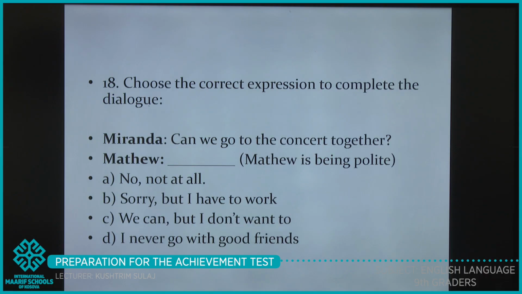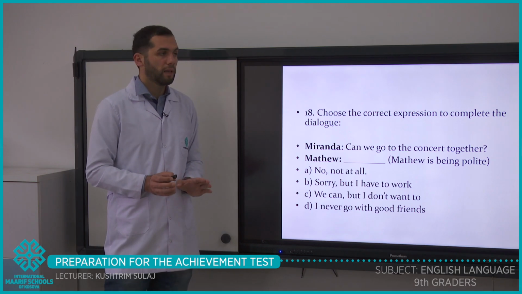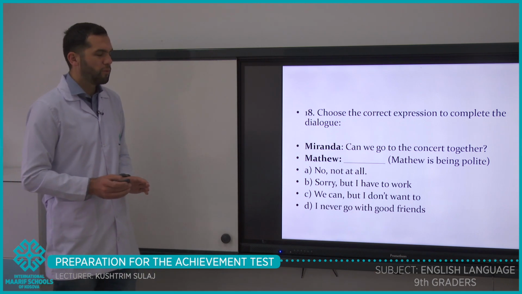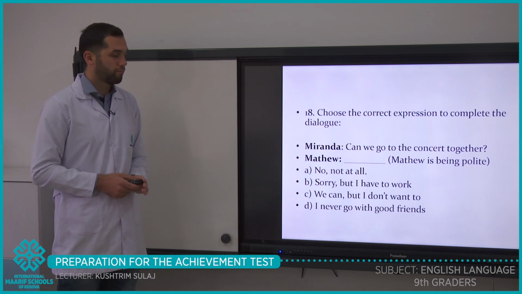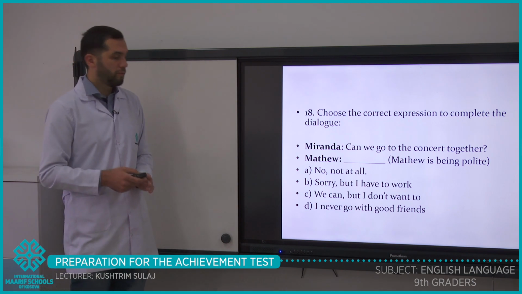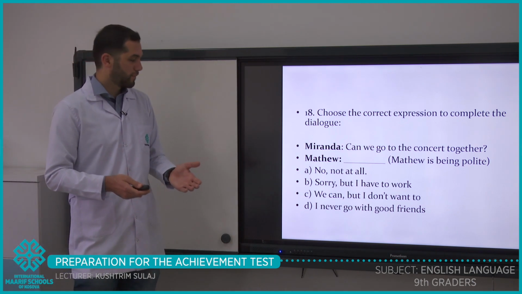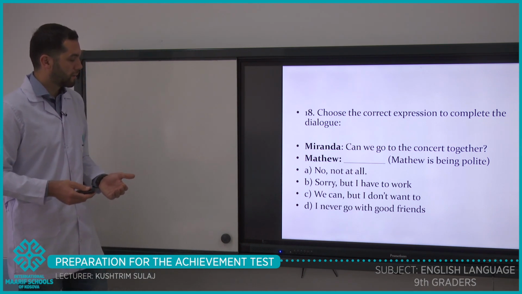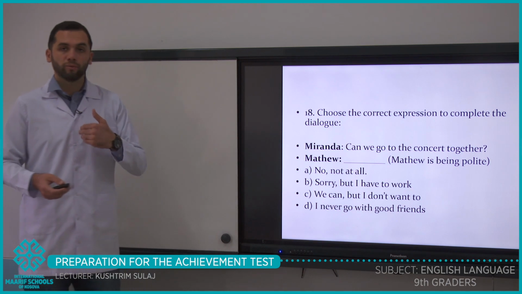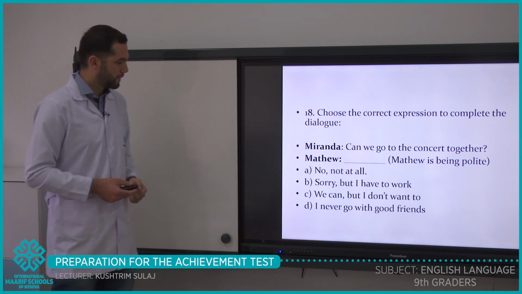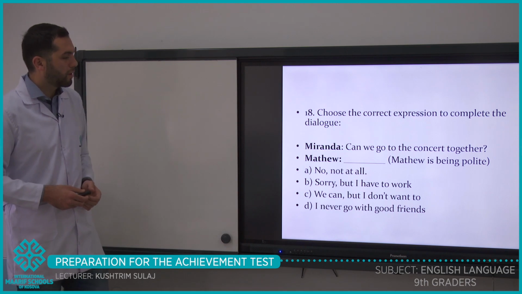Number 18, choose the correct expression to complete the dialogue. The dialogue is between Miranda and Matthew. Miranda is asking, can we go to the concert together? And Matthew is being polite. So you have information here. Matthew is only being polite. Can you be polite by saying no, not at all? Can you be polite if you say, sorry, but I have to work? And then, can you be polite if you say, we can, but I don't want to? That's not a polite thing. It doesn't sound that way. And then, I never go with good friends.